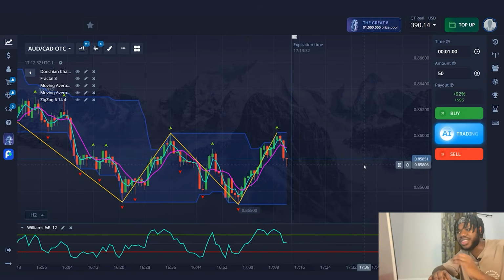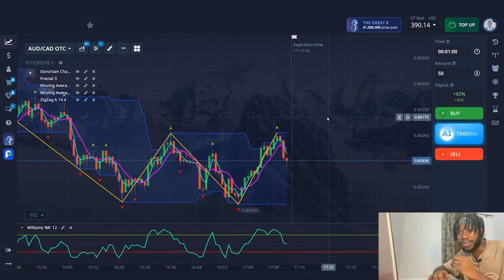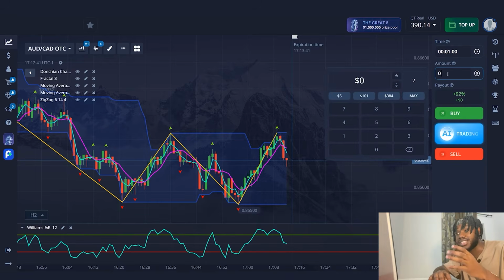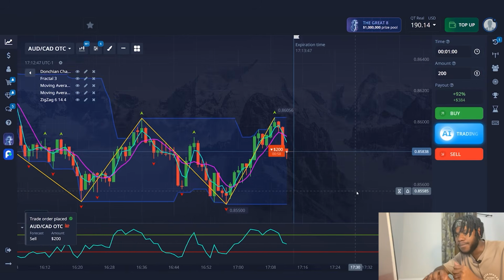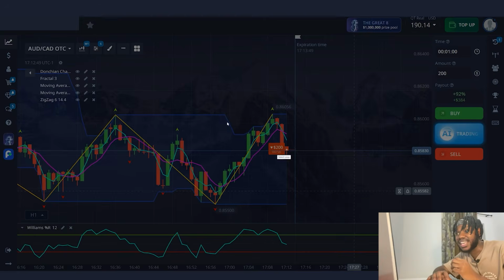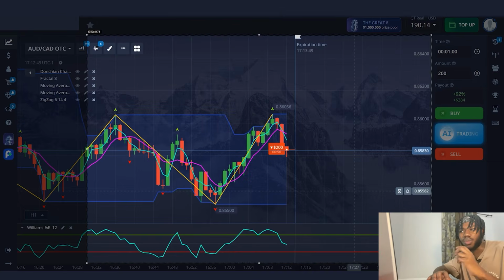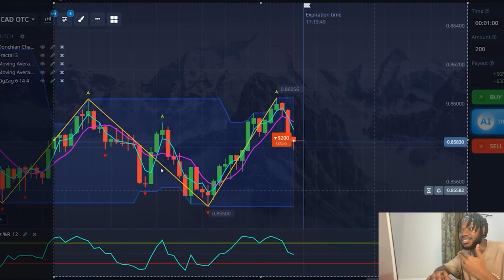I'll start working with this situation. Trade time will be 1 minute. I'll start with a trade amount of $200. My forecast is that the price will decrease. Now let's look at the ZigZag in more detail. We are going to see that the ZigZag indicator line is moving from the minimum to the maximum of the price.